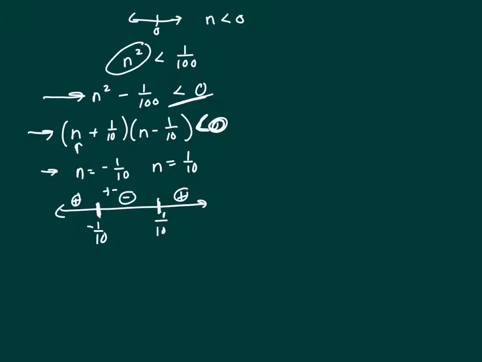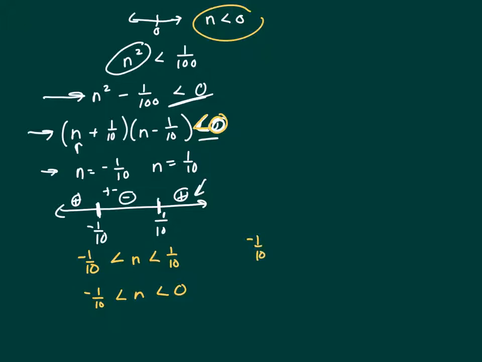You could plug in a 1 or whatever. If you plug in a 1, 1 plus 1/10 is positive, and 1 minus 1/10 is positive. You get a positive number up here on this end. But remember, we're looking for numbers that make it less than 0, which is negative. So we've got n is between negative 1/10 and 1/10. But we know that n is less than 0. So that means negative 1/10 is less than n is less than 0. So negative 1/10 is less than n.